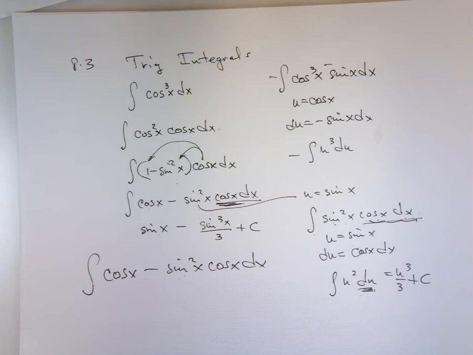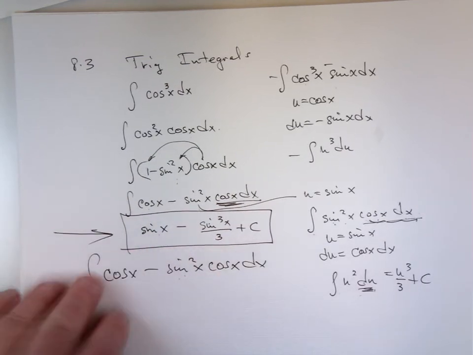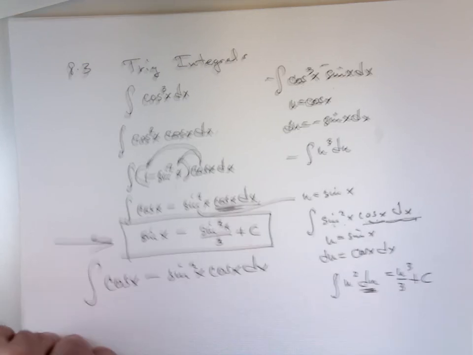Wait, which was the final answer? Final answer is sine x minus sine cubed x over 3. Let's do another one. Is the integral of cosine much different? That was the integral of cosine cubed. Standard. I could do the integral of sine cubed, but it's just the same. I'm going to change it up a little bit. Okay. Here we go. Watch this.